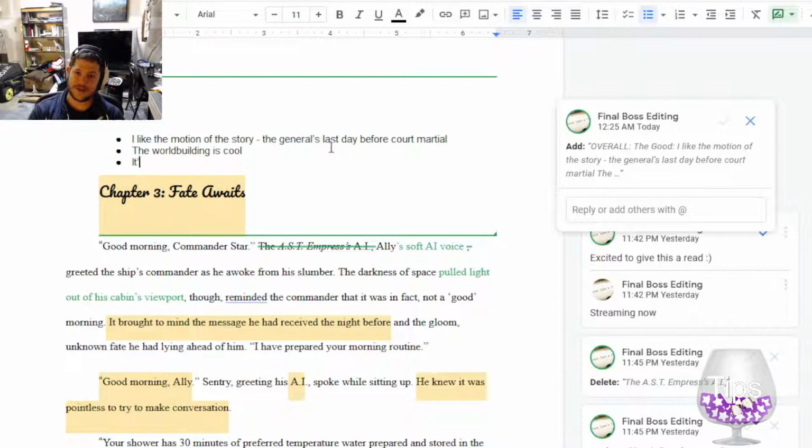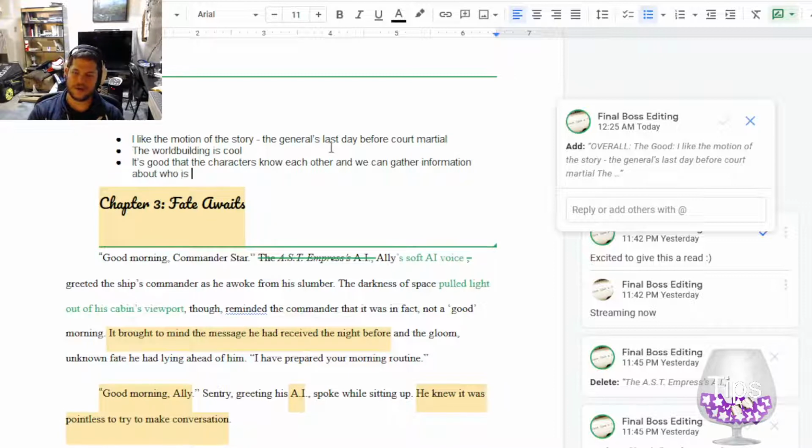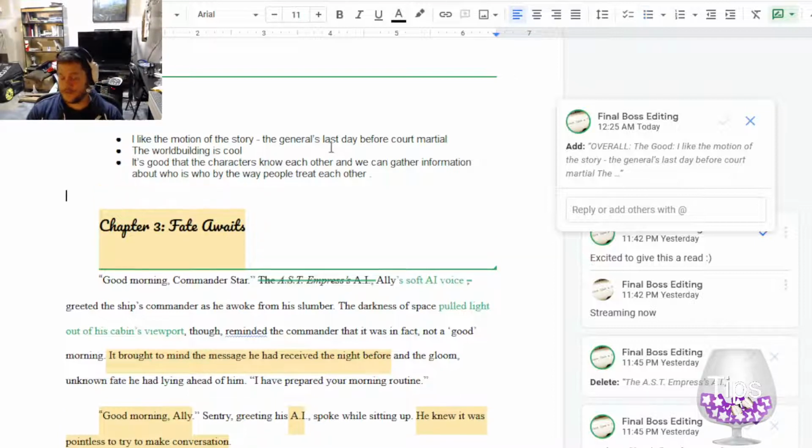Well, I think it's good. It's good that the characters know each other, and we can gather information about who is who by the way people treat each other. So this is actually something you're doing really well.